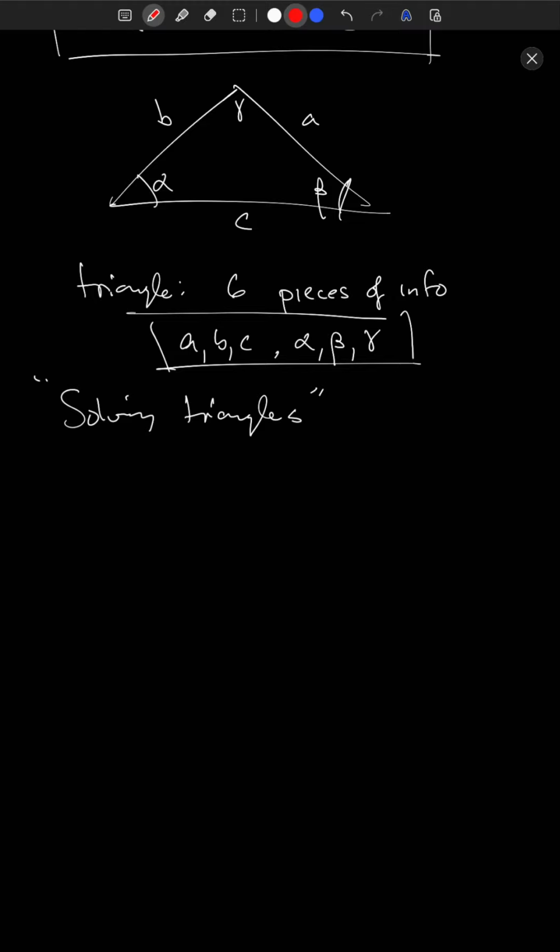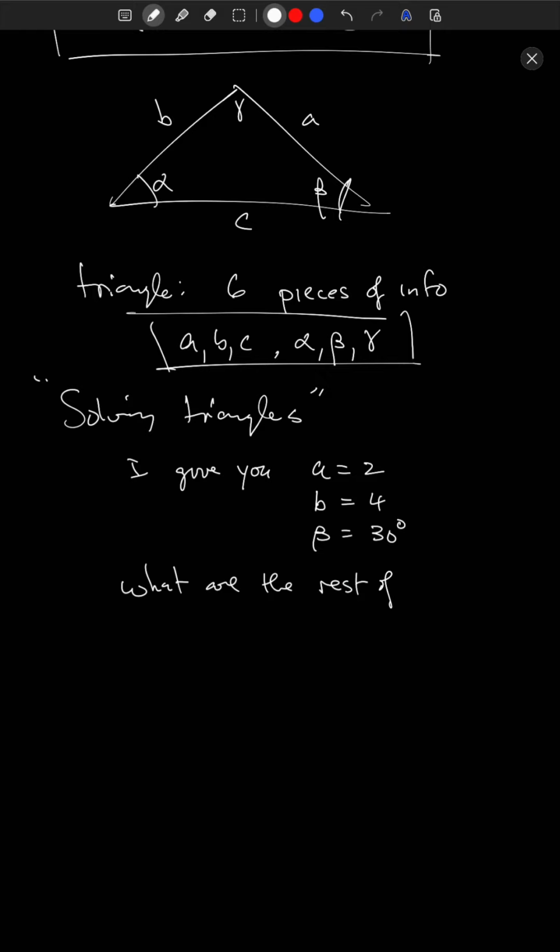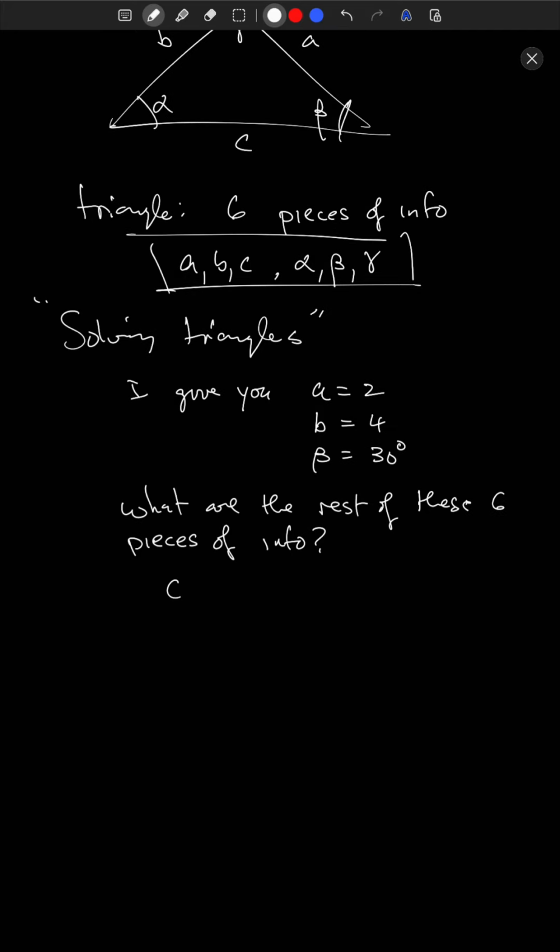and you have to give me the rest of them, right? So for example, a typical problem might be I give you A equals 2, B equals 4, beta equals 30 degrees, right? And the question is, what are the rest of these 6 pieces of information? In particular, what is C, right? What is alpha? What is beta? Okay. So that's the typical idea. I give you some pieces of information about these triangles. You give me the rest of them.